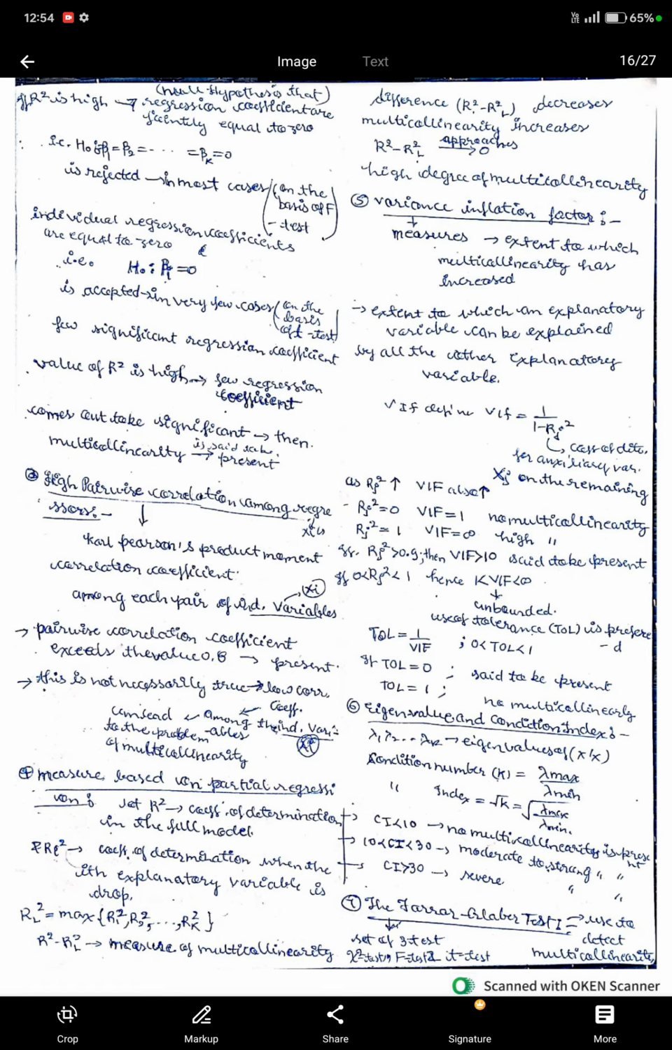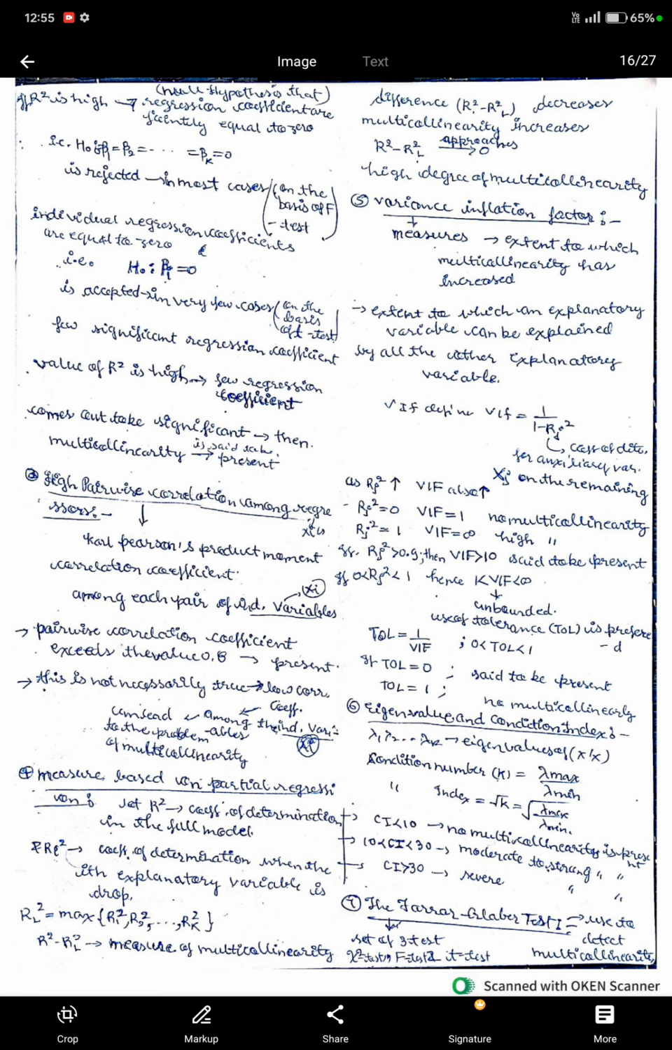Eigenvalue and condition index. Lambda 1, lambda 2 and so on, lambda k, are eigenvalues of X dash X. Here, for VIF and tolerance, when both are 1, then there is no multicollinearity. When tolerance is 0, then multicollinearity is present, and when VIF is infinity, then there is high multicollinearity.